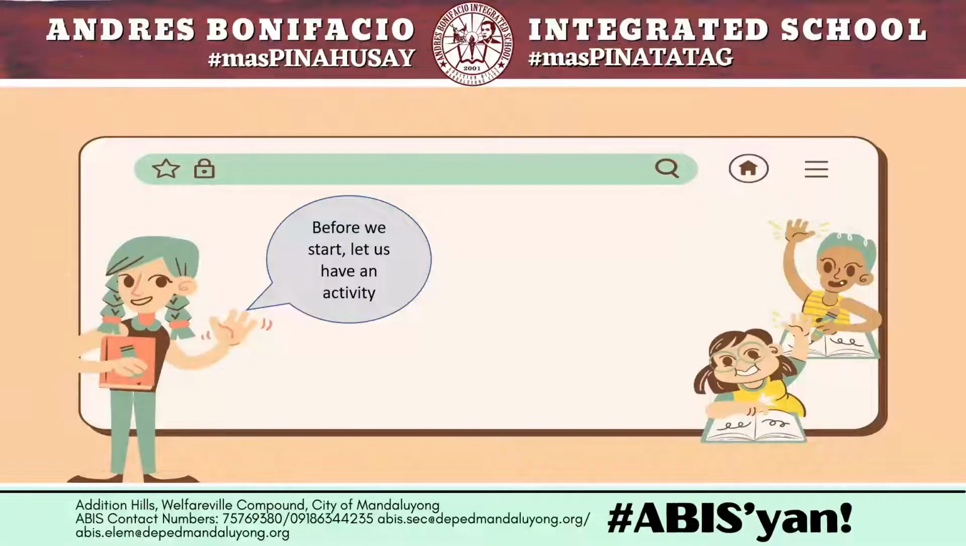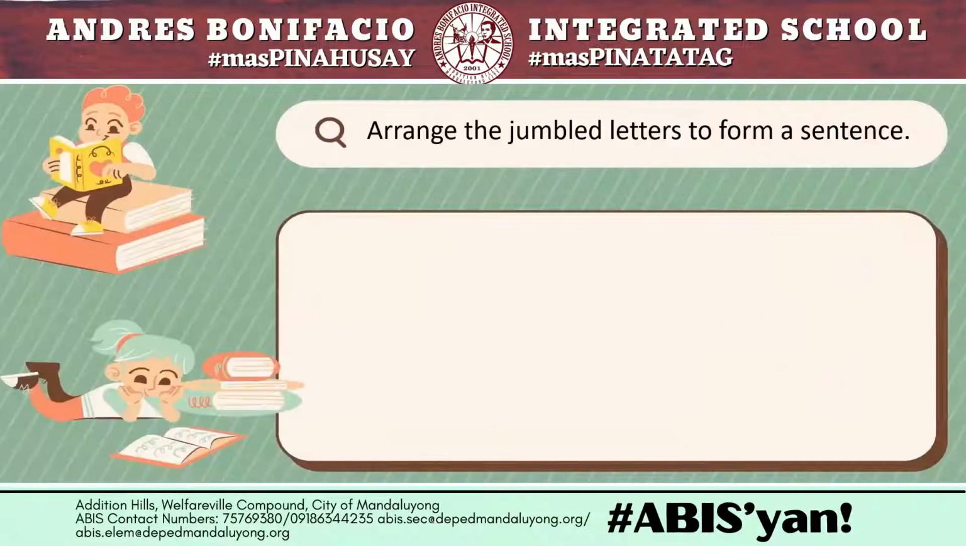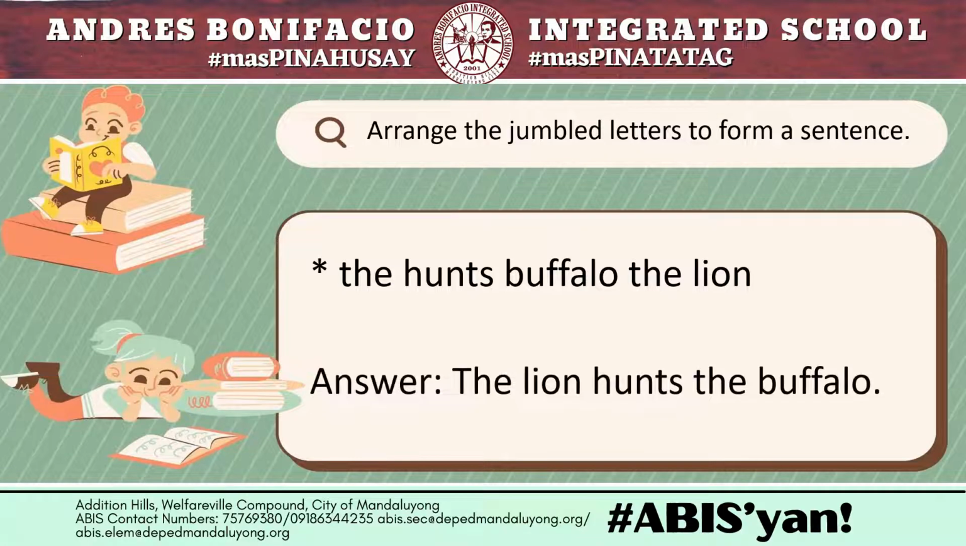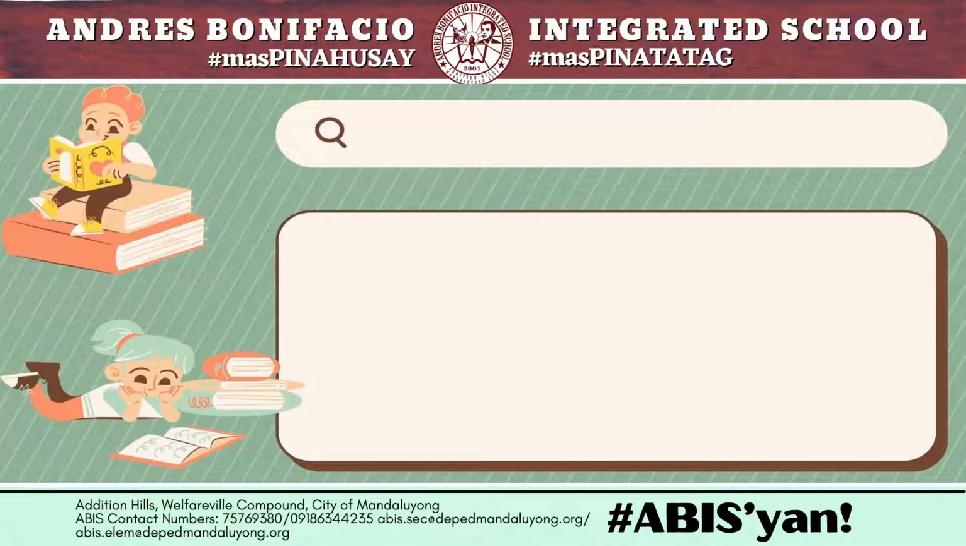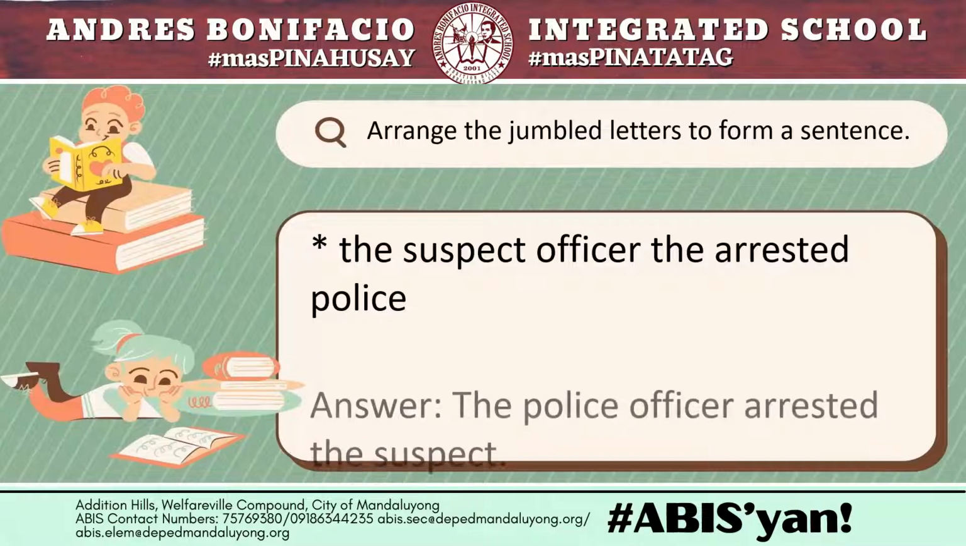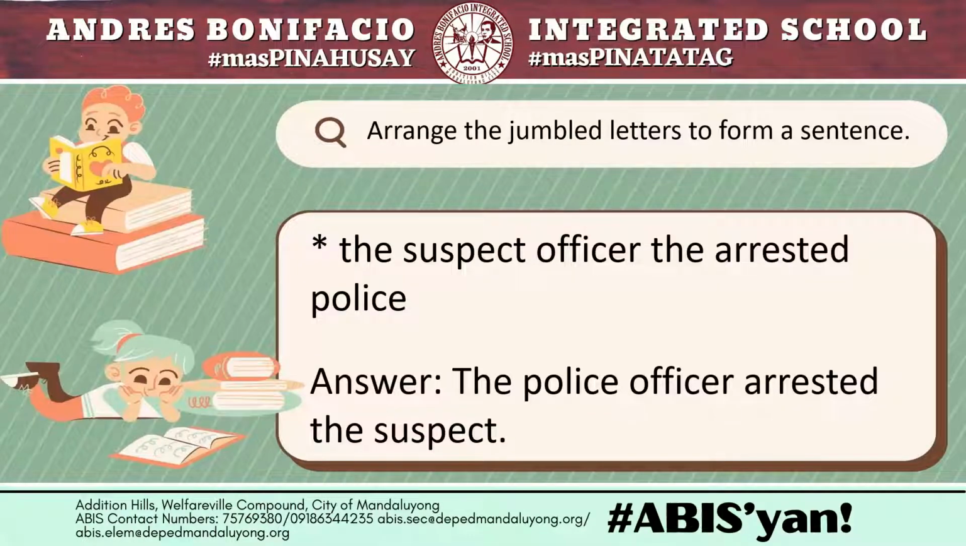Before we start, let us have an activity. Arrange the jumbled letters to form a sentence. Are you ready? What do you think is the answer? Correct. The answer is, the lion hunts the buffalo. Let us proceed to the second one. What do you think is the answer? Very good. The answer is, the police officer arrested the suspect.